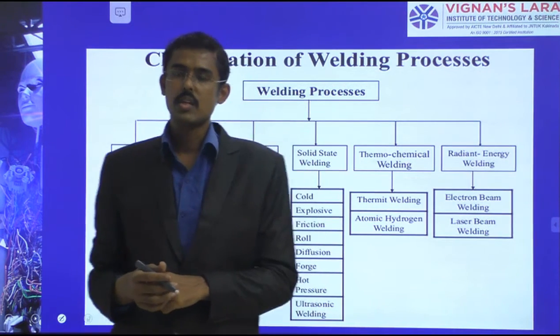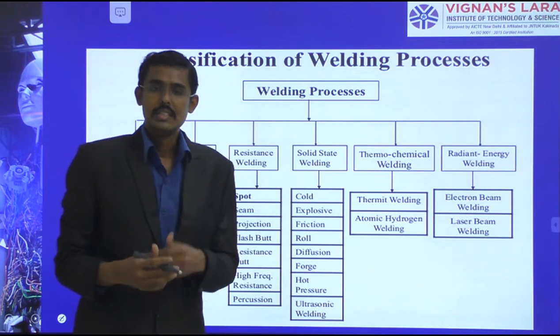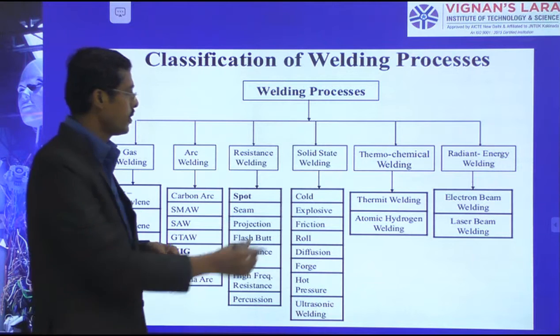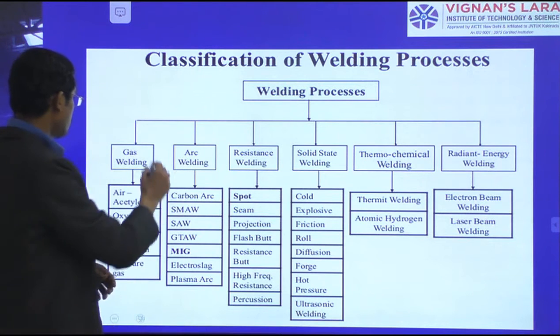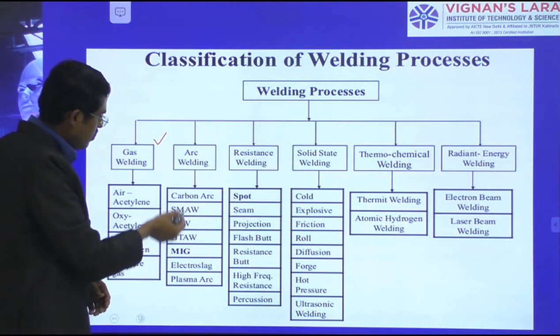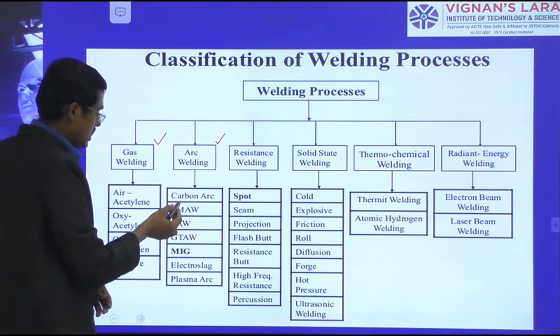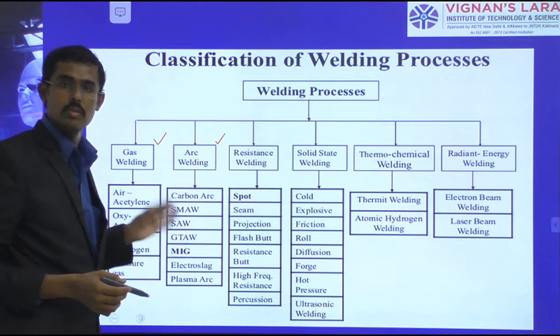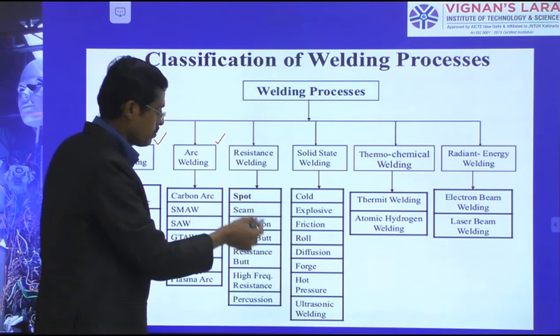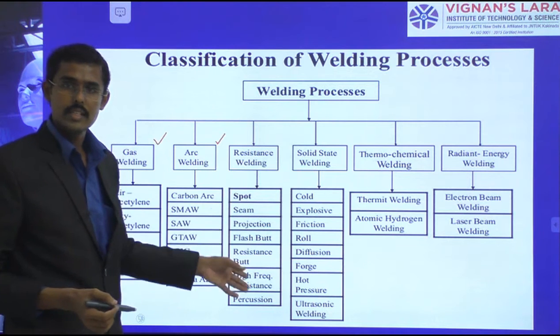In today's class we are going to see the other mechanical energy welding processes. In earlier classes we have seen the gas welding methods, later the arc welding methods of SMAW, SAW, GTAW, and MIG, and then the resistance welding processes of spot, seam, and projection welding, the various types we did.